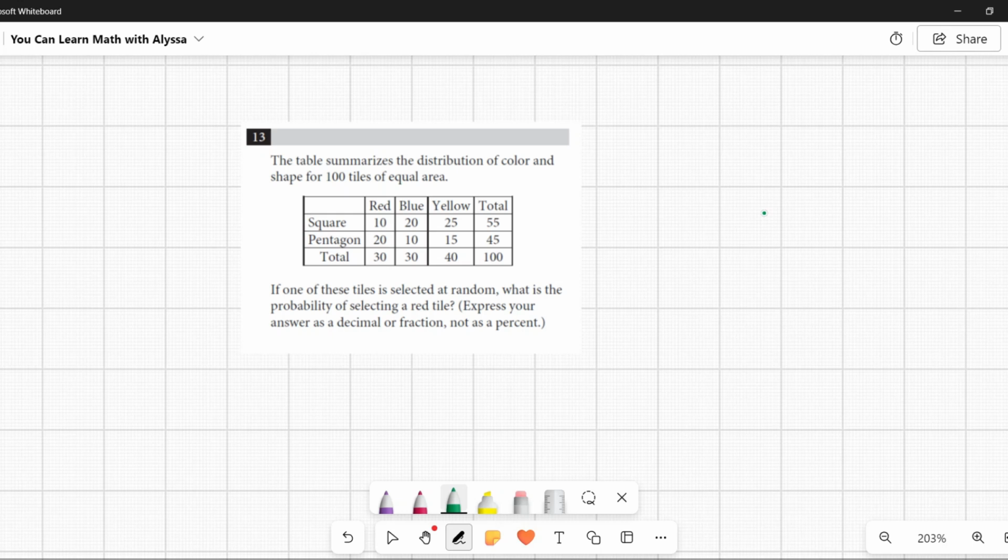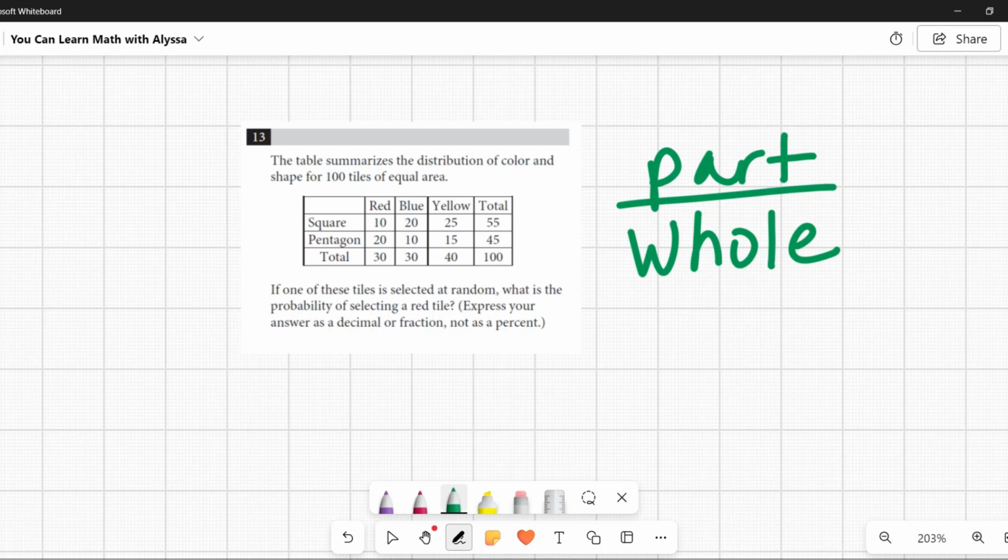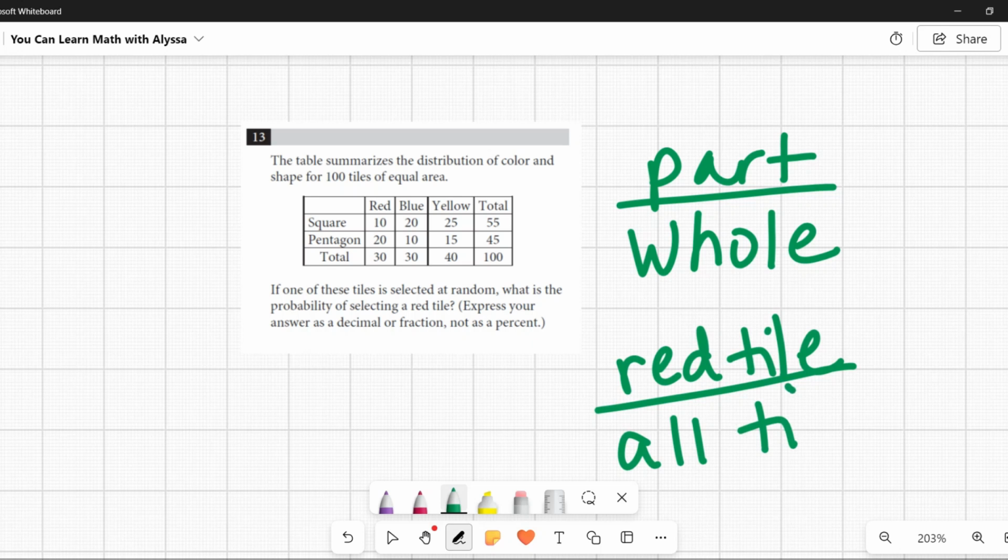Okay. We want to know what's the probability of selecting a red tile. So probability is always going to be a part out of a whole. So in this case, the part is red tile, and the whole would be all the tiles, because they're all in a bag together, I'm assuming. Now, it does not specify whether this tile must be square or pentagon. It doesn't matter. All that matters is whether it's red or not.